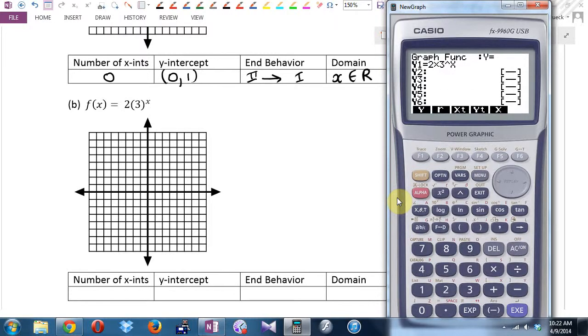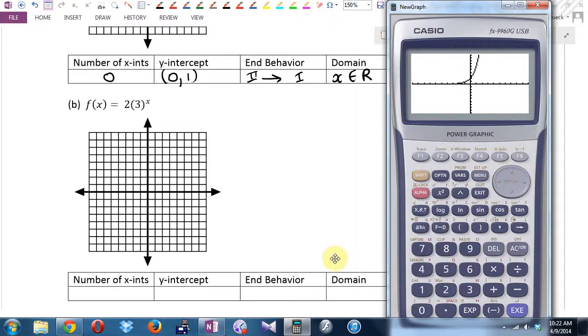What's that going to look like? And then hit draw again. Mr. Dueck, it looks the same. Well, the shape looks the same. Let's check out some of the points. So let's hit trace. Trace is F1. Yeah, but you can put that away still.